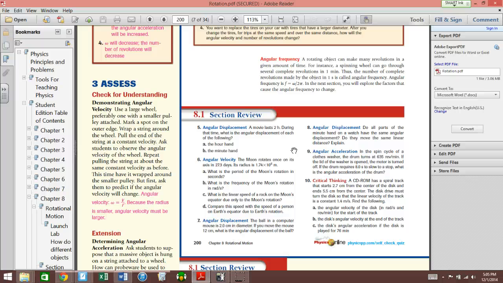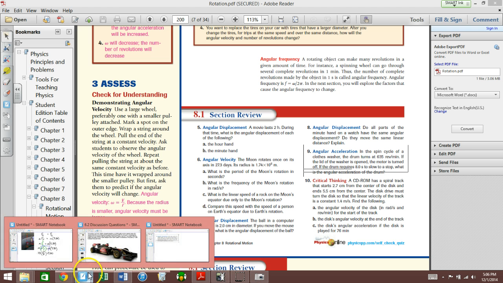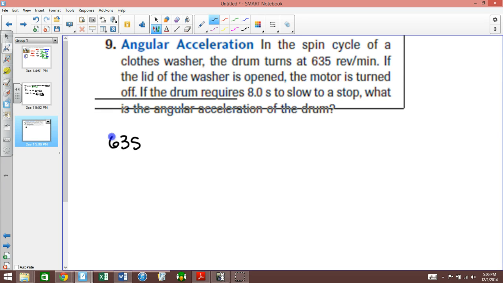So maybe I'll just do, let's see here, maybe I'll do number 9, for example. It deals with angular acceleration. Number 9 says, in the spin cycle of a clothes washer, the drum turns at 635 revolutions per minute. If the lid of the washer is opened, the motor is turned off, and it takes 8 seconds to slow to a stop.